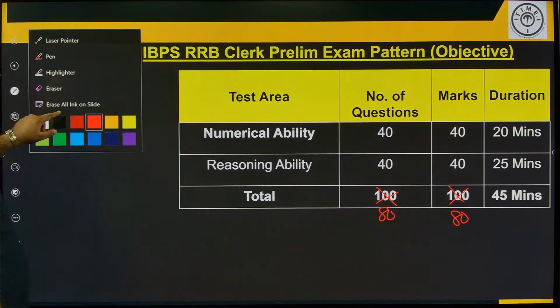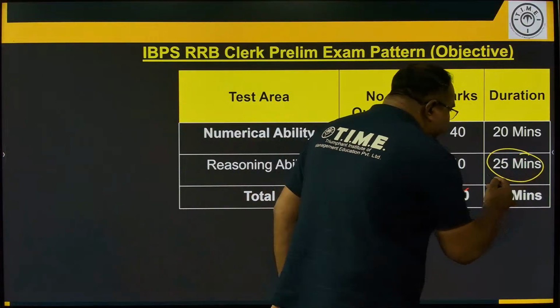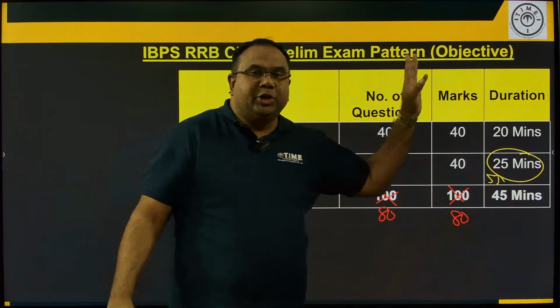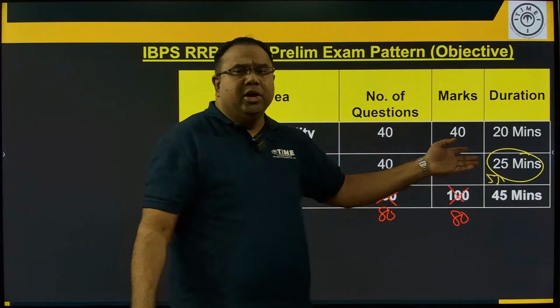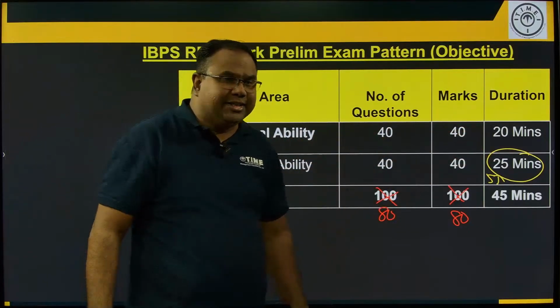Now, you see here, this is the slight advantage in reasoning section. You have 5 minutes more, but actually that 5 minutes should have been given to quant section. It would have helped students to answer a few more questions. You can check with students, or you can check yourself when you write the exam.